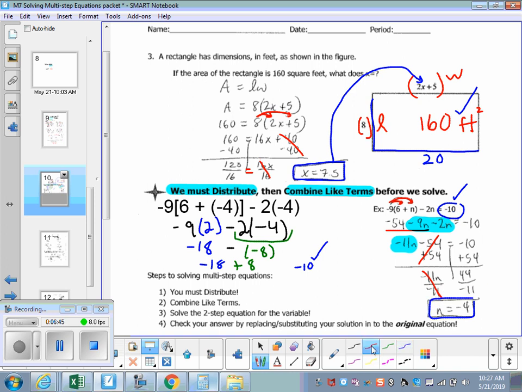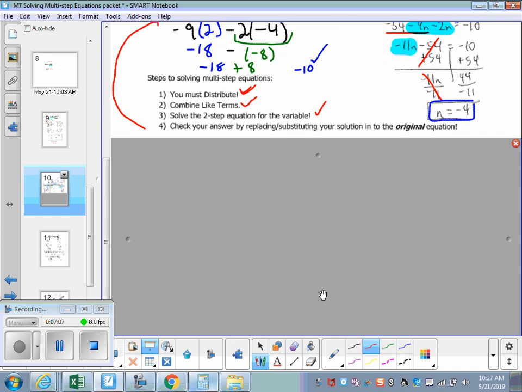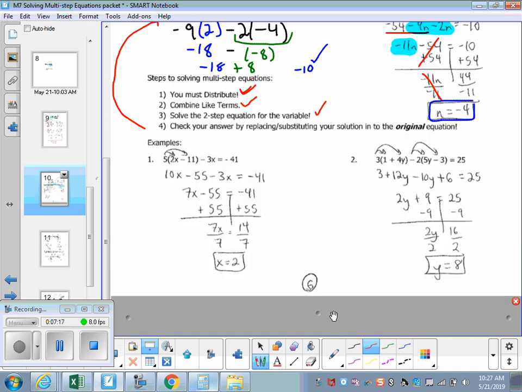So friendly reminder, to pull this off, here are your steps. First, you must distribute, because that's multiplying. Then you combine like terms, because that's adding or subtracting. Then you have this two-step equation left to solve for your variable. And the final thing I did right here was I plugged it in and I checked my answer using that original equation. So the goal again would be to stop the video now or hit pause and be able to try these examples on your own. But if you want to watch, that's fine.